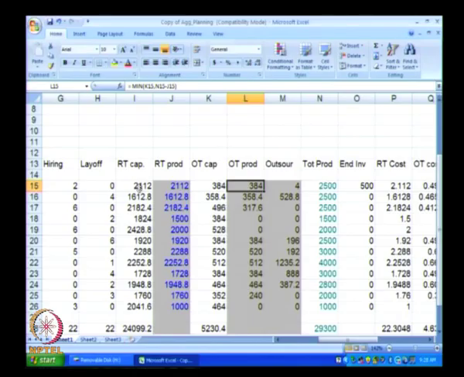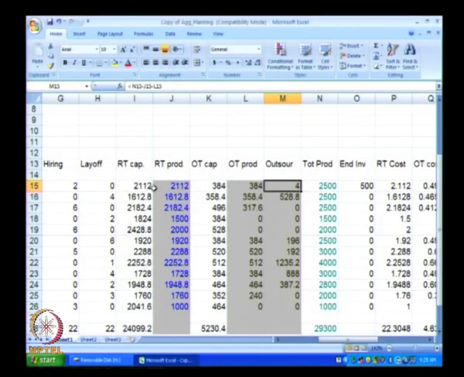Our regular time capacity is 2112, our overtime capacity is 384, together the capacity is 2496, but we have decided to produce 2500. Now, out of the RT and OT capacities, we can get only 2496. So, the balance 4 will be treated as being outsourced.